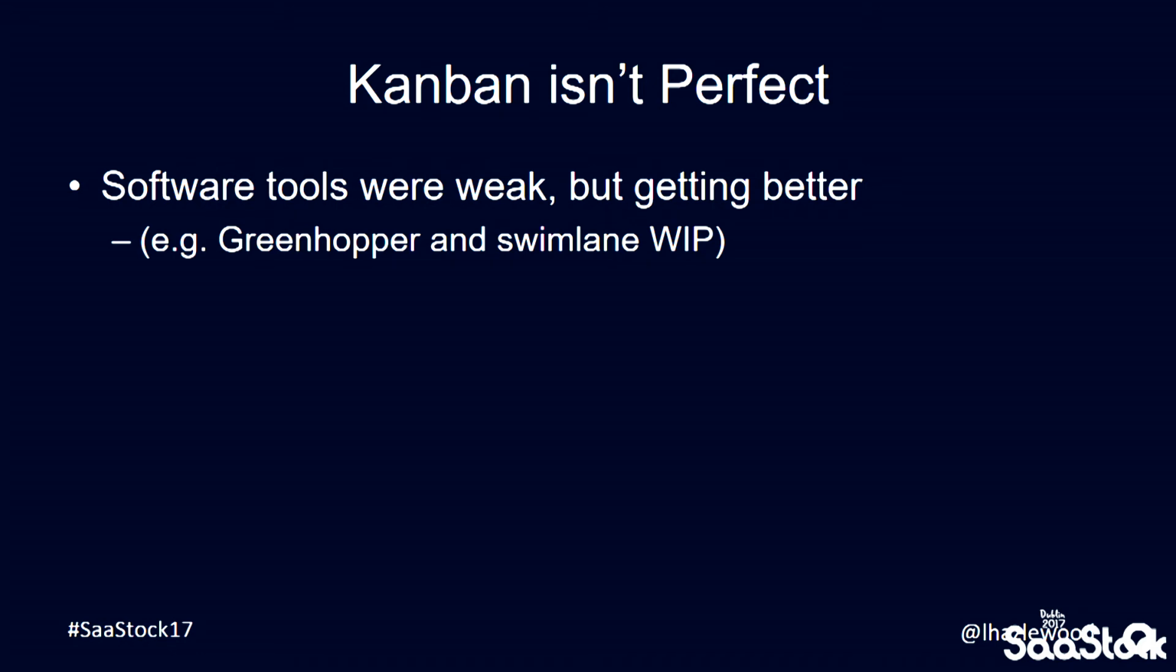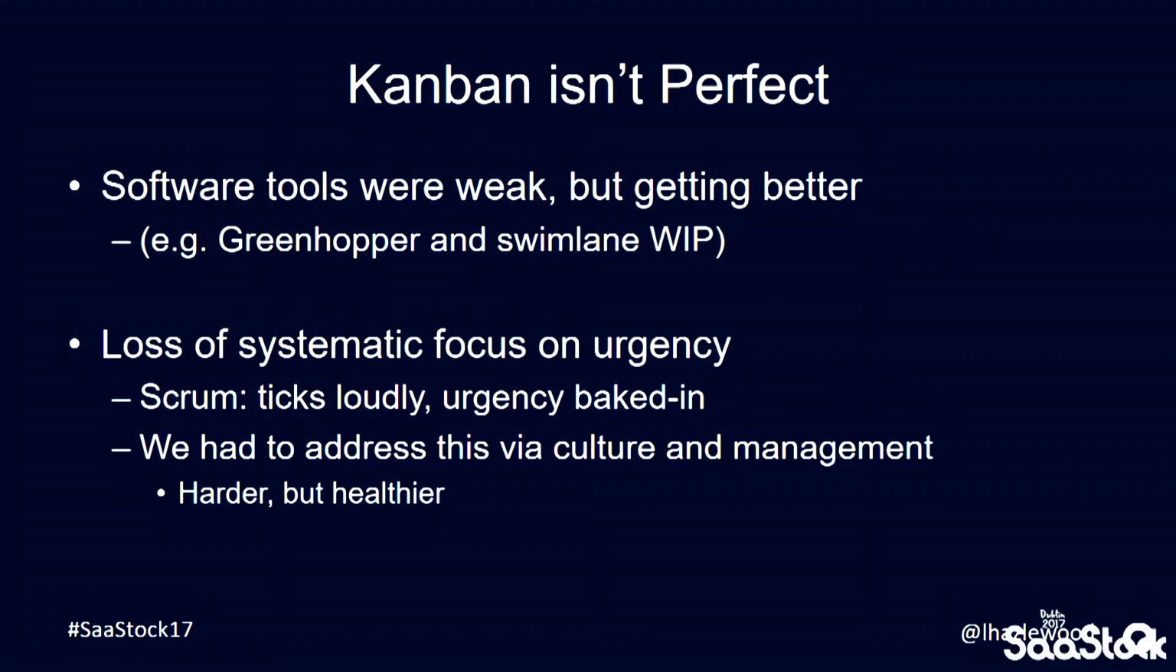I'll just wrap up quickly. Kanban isn't perfect. Nothing's perfect. It's got some issues. The software tools when we started using this stuff were fairly nascent. There was Atlassian and they had Greenhopper. Greenhopper didn't allow us to do various things. For example, we wanted to enforce individual work in progress limits per swim lane. We couldn't do that. In fact, I'm not sure we can still do that to this day. So software tools can be limiting, but they're getting better.